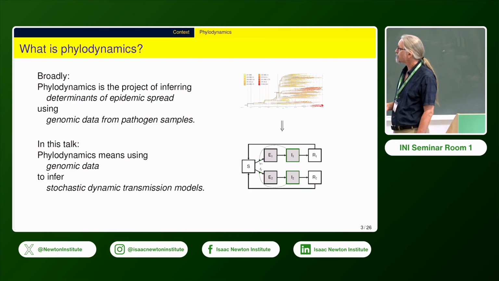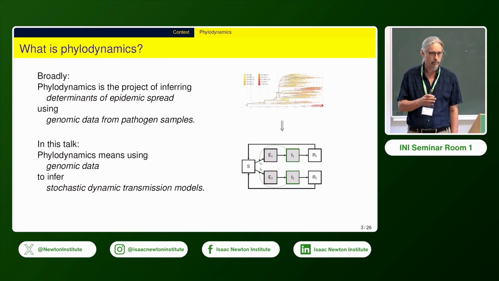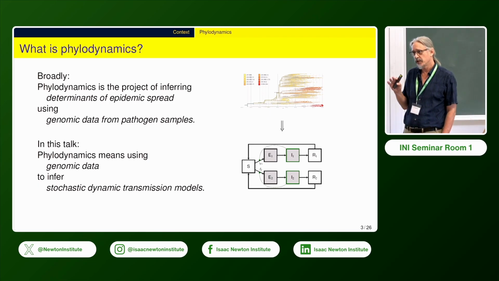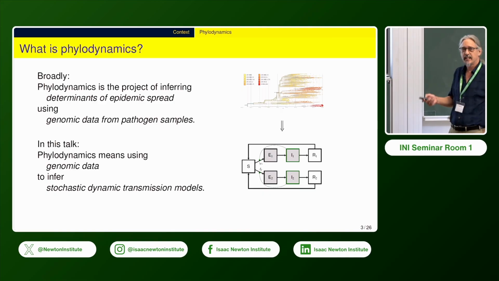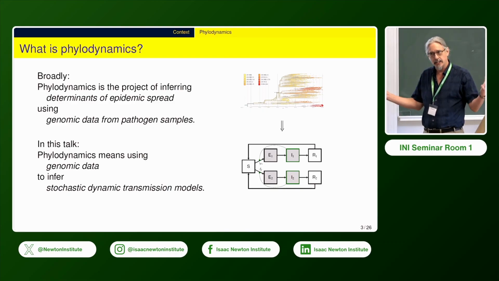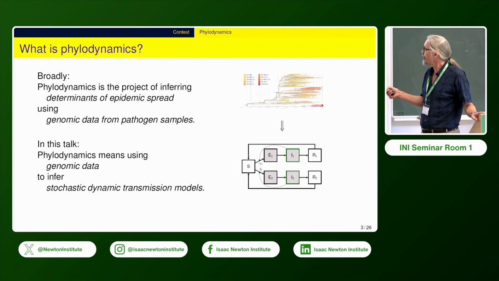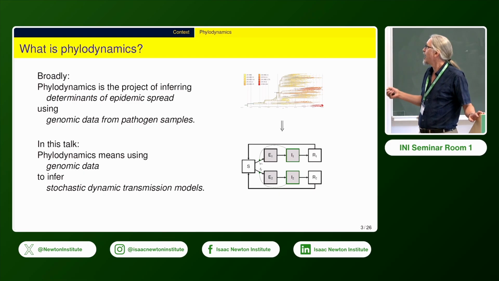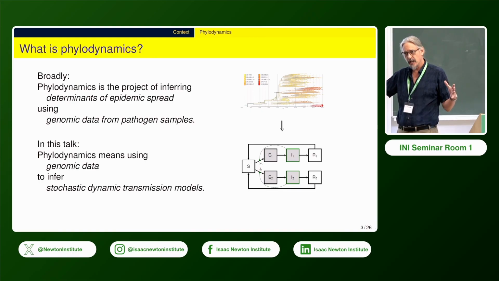So I think if there's any group that I don't need to explain what phylodynamics is, it's probably this one, so I'll just say a little bit about it. I think of it as, well, it's not a very well-defined term, in that it's often most broadly used to refer to anything that attempts to determine something of interest about epidemics using genomic data. And so there's a very wide range of different kinds of approaches in there.